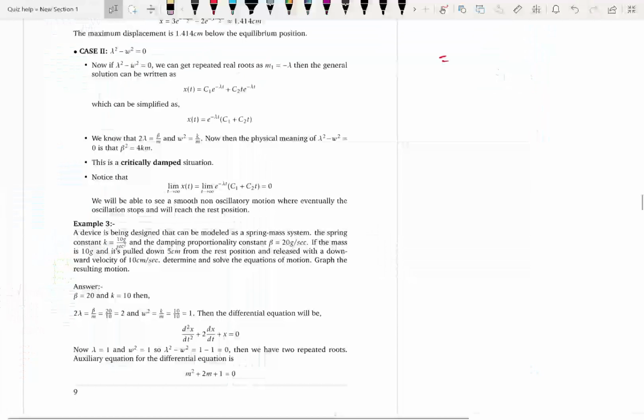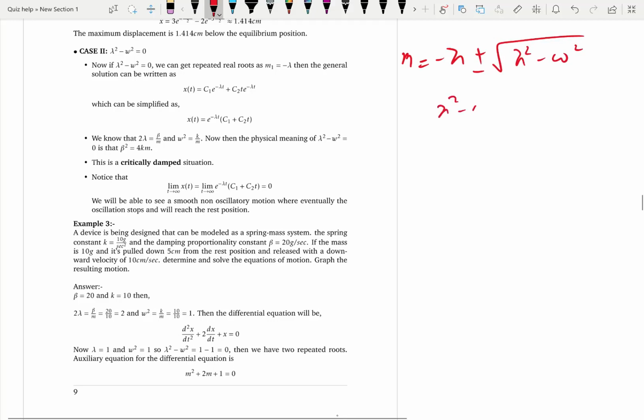Okay, so let's continue our discussion with the systems that have damping. So we learned that the roots can be found as negative lambda plus or minus the square root of lambda squared minus w squared. Now when lambda squared minus w squared is equal to 0, this part vanishes, becomes 0. So the only root is actually negative lambda. Well, it's two roots actually, it's repeated. Alright, now it's repeated. What are the two solutions in the fundamental set of solutions?